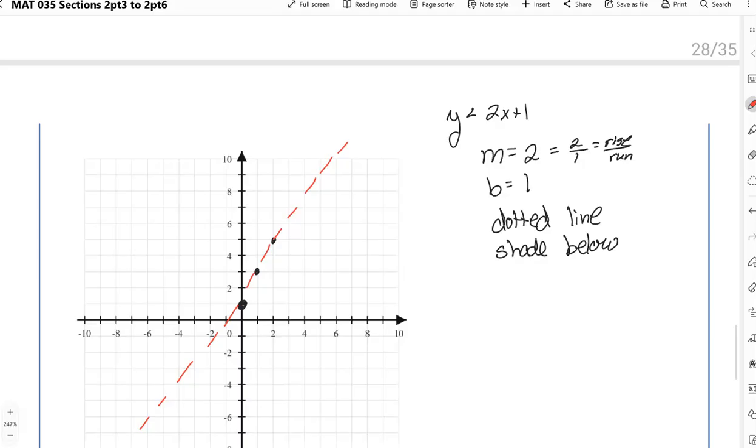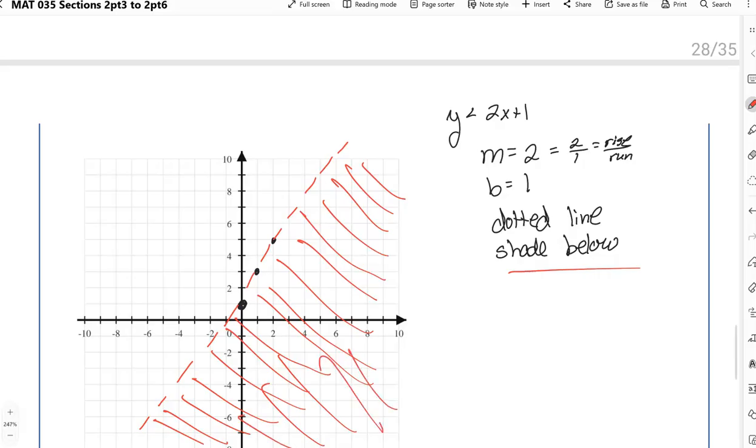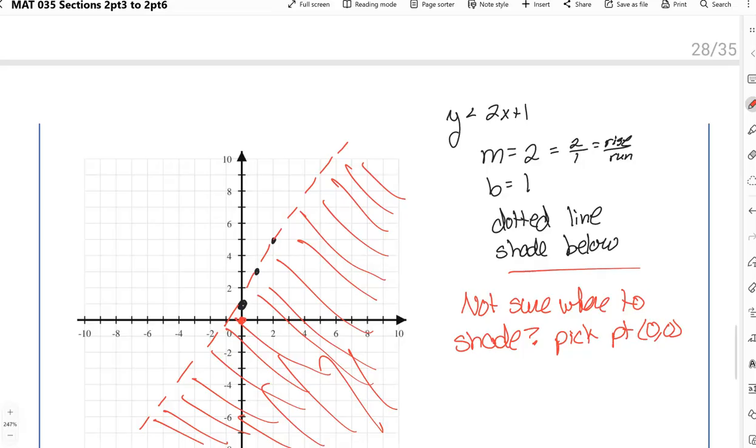Now, I said we're going to shade below. So that means this region down here is what would be shaded. And what that means is every point that is in this region satisfies that inequality. Well, let's pretend we're not sure. So we're going to pick a point. I'm going to pick the point 0, 0. Now, based on my picture, it looks like 0, 0 is in that shaded region, right? But let's pretend we didn't know that.